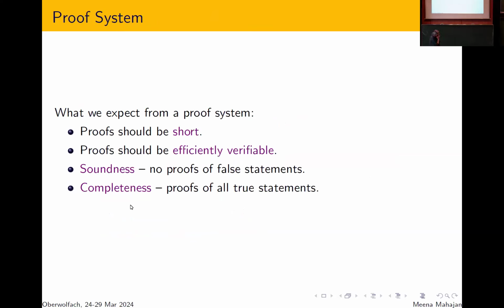So what we expect from a proof system is that the proofs should be short. They should be efficiently verified. The system should be sound. The system should be complete. And already at this point, given the interpretation of the QBF as a two-player game, you can see that for one thing, there is a symmetry which was not there in the case of SAT.